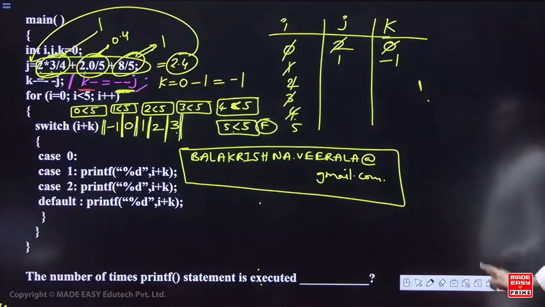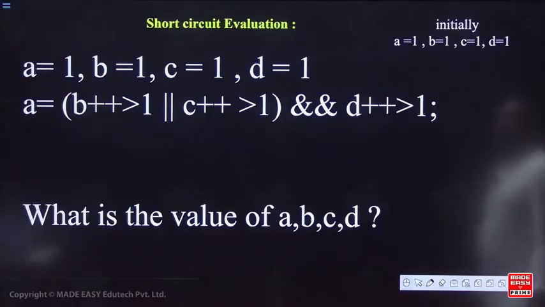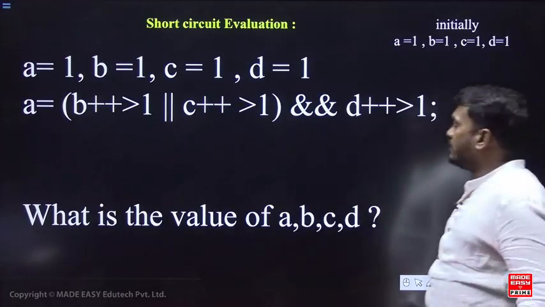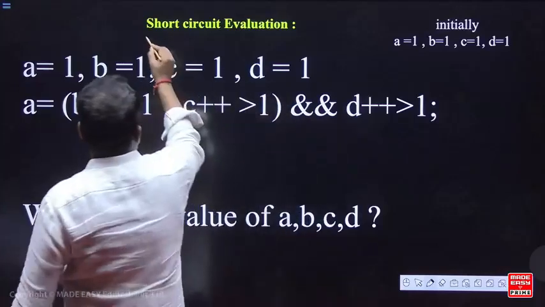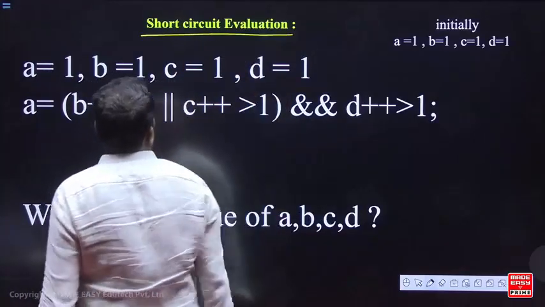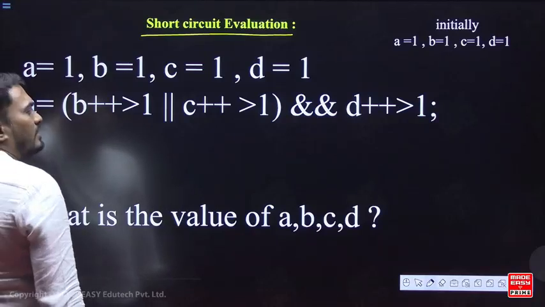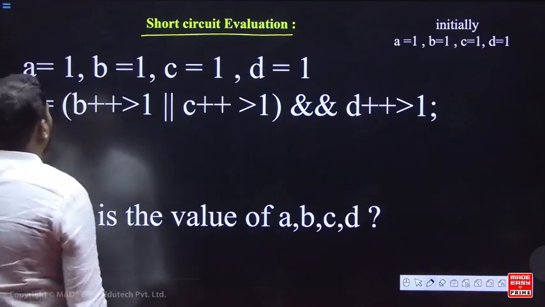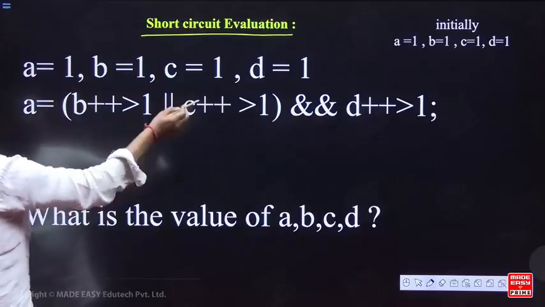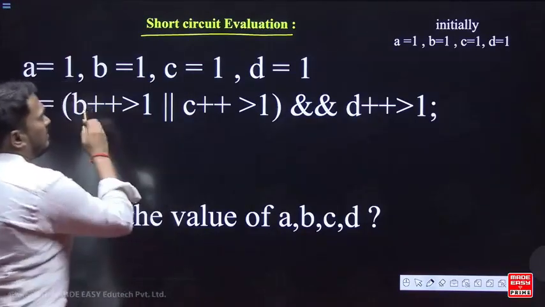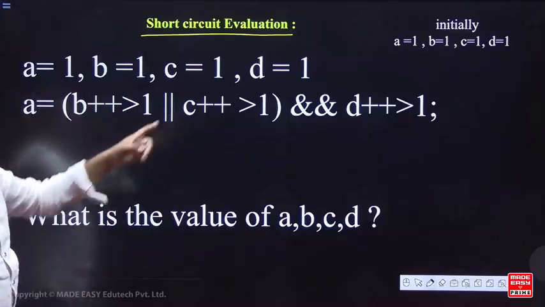Right, so next in the continuation we'll move on to short circuit evaluation. Keep the heading short circuit evaluation. Initial values are given: a equal to 1, b equal to 1, c equal to 1 and d equal to 1. Just copy this, and what is the value of ABCD? Keep the heading and copy this.